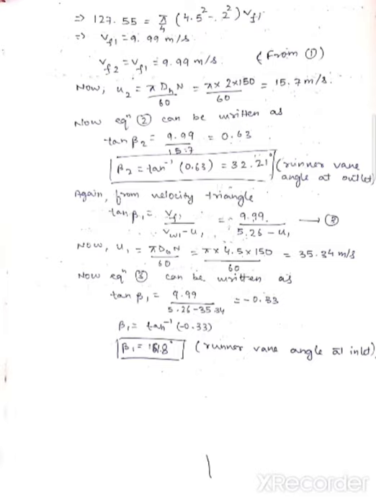Now equation 2 can be written as tan of beta 2 equal to vf2 by u2. Vf2 and u2 we have found out, 9.99 meter per second and 15.7 meter per second respectively. So tan of beta 2 will be equal to 0.63, and beta 2 will be tan inverse of 0.63, that will be 32.21 degree. And this is the runner vane angle at the outlet.